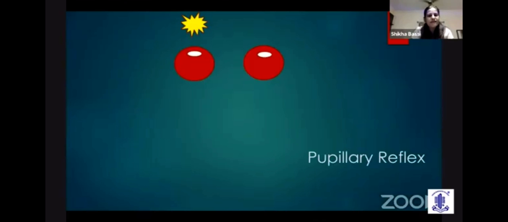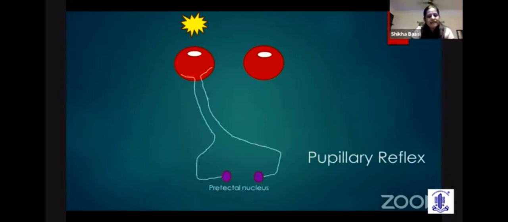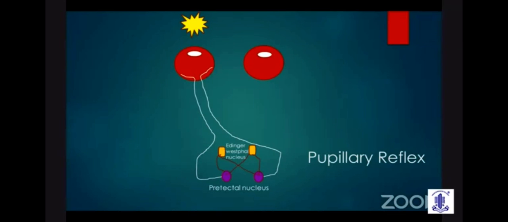Let's see what happens. When we shine light in the left eye, the temporal fibers from the retina reach the pretectal nucleus on the ipsilateral side, and the nasal fibers reach the pretectal nucleus on the contralateral side. Now the ipsilateral pretectal nucleus goes and stimulates both the Edinger-Westphal nuclei, and so does the pretectal nucleus from the contralateral side. So what is important is that when shining light, both the Edinger-Westphal nuclei are getting stimulated equally.